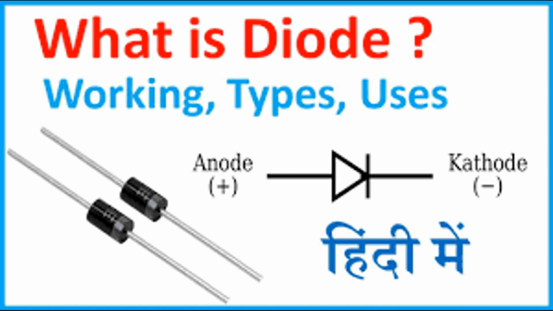ESD protection. Diodes can be employed in electrostatic discharge (ESD) protection circuits to safeguard electronic components from static discharge events. These diodes are designed to clamp voltage spikes associated with ESD and divert the energy away from sensitive components.